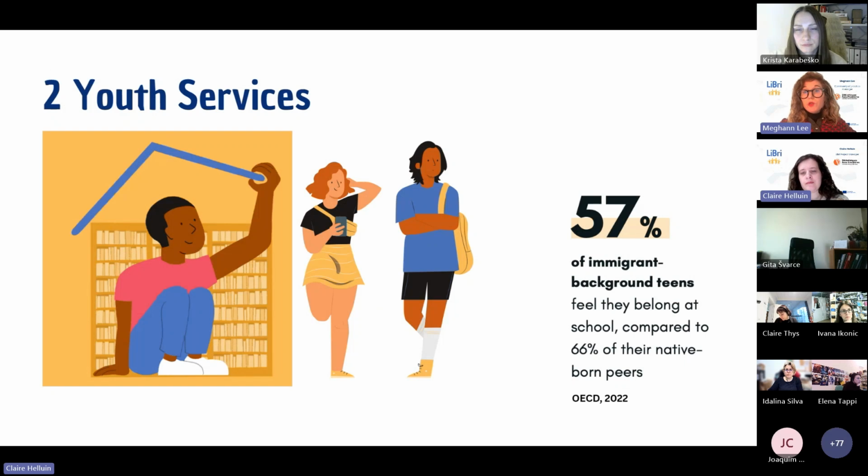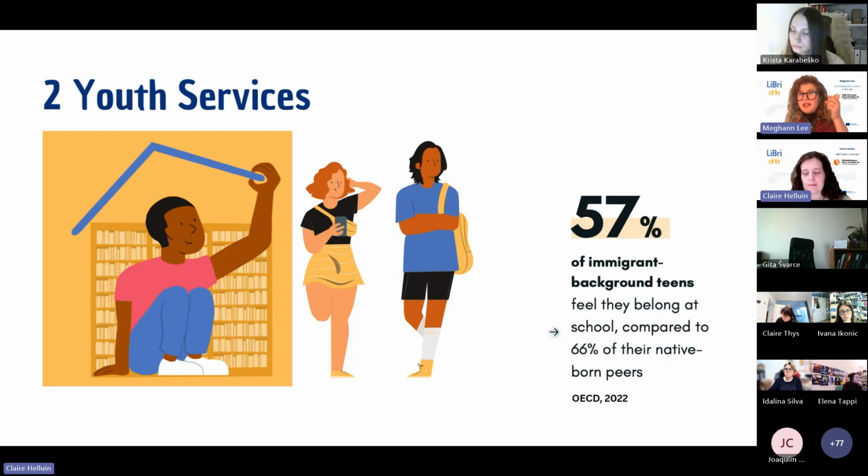Now we're going to move into youth services. Adolescents and teens from migrant backgrounds often experience acute isolation, social exclusion, and identity challenges. They may struggle to balance family expectations with peer pressure, or to find spaces where they feel welcome and understood. Studies show that migrant youth are at a significantly higher risk of social exclusion, with European data suggesting that only 57% of immigrant background teens feel that they belong at school, compared to 66% of their native-born peers. Community spaces like libraries can help close this gap.